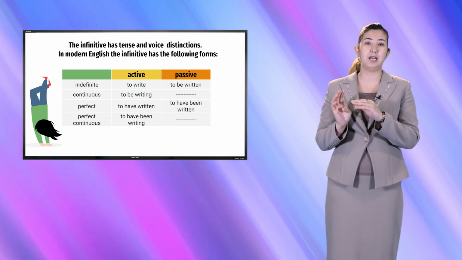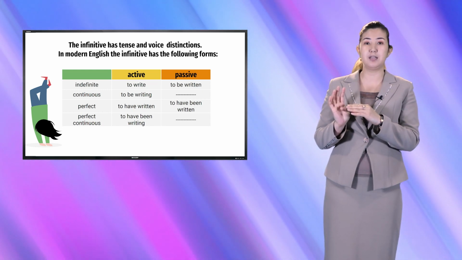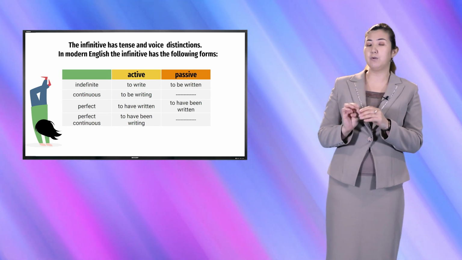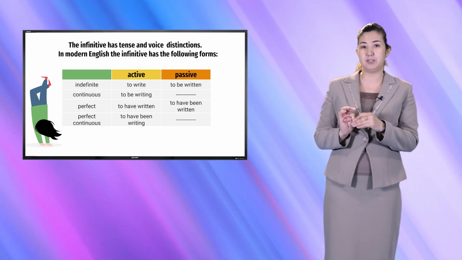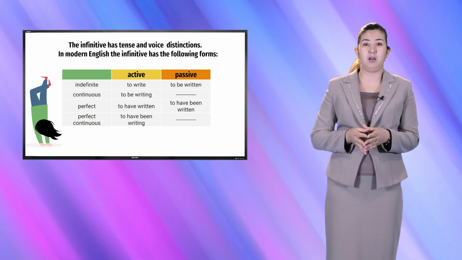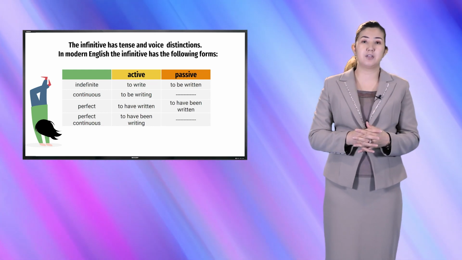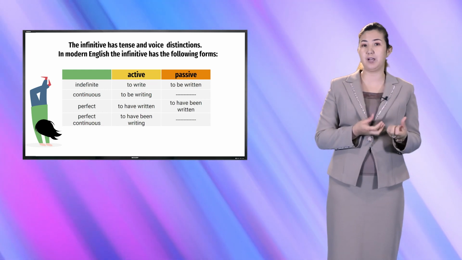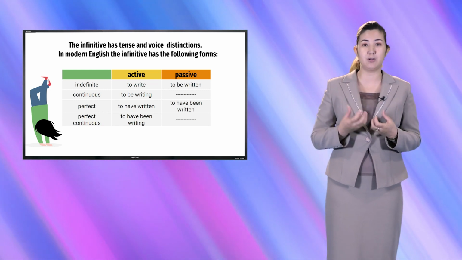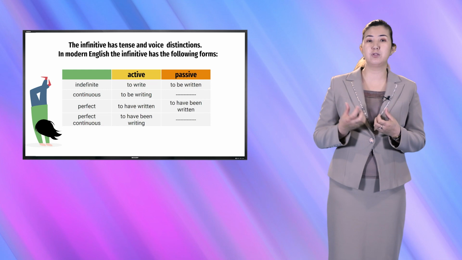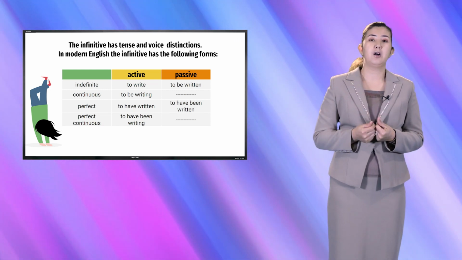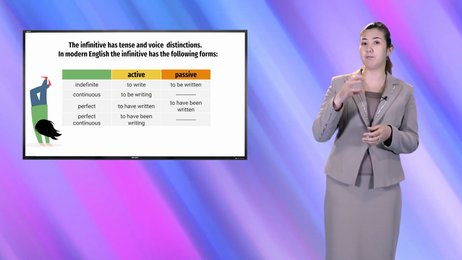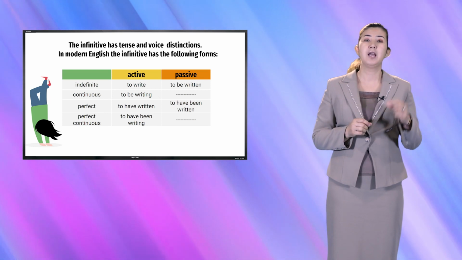The first one is indefinite infinitive, and the second one is perfect infinitive. As you know, continuous infinitive and perfect continuous infinitive have no passive forms. So, okay, dear students, to make it more clear, let's take one verb to express in all tense forms of the infinitive. For example, to write. Let's express this verb in all tenses of the infinitive in both active and passive voices.